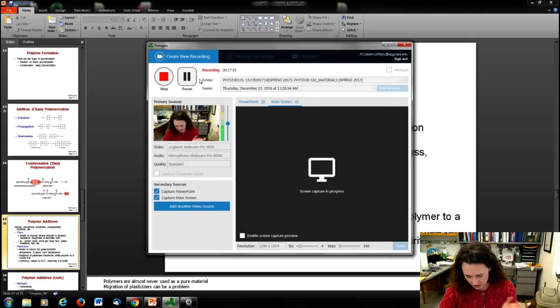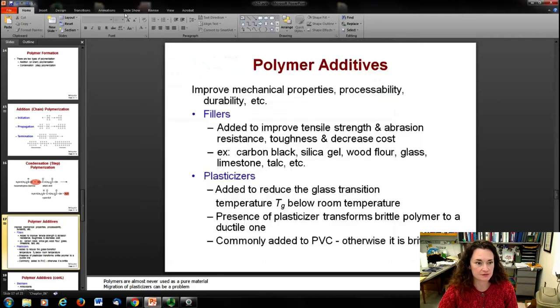Okay, so the additives form these composite materials for fillers. Fillers are added to improve the tensile strength, abrasion resistance, and toughness, and to decrease cost. For example, you might add carbon black, silica gel, wood flour, glass, limestone, talc, or a lot of other things to improve those properties. And when you do that, you're basically forming a composite material.